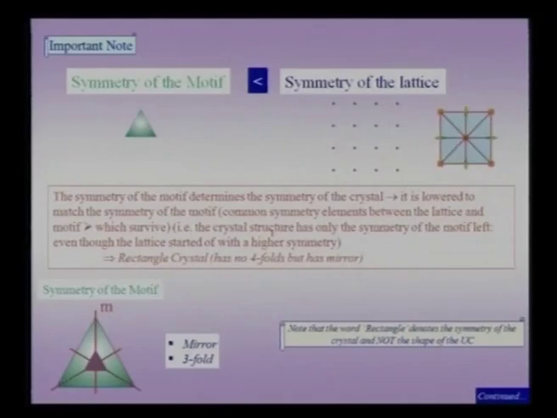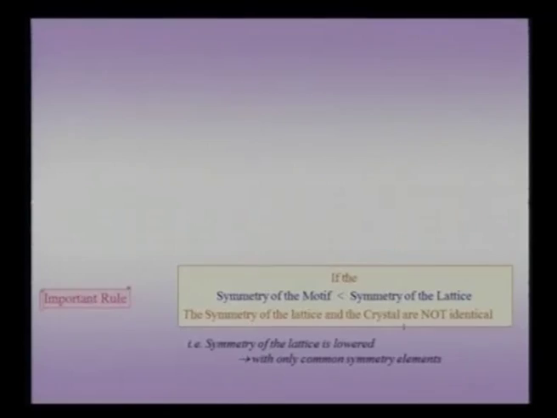So this is an important example, and you should bear it in mind and try to correlate it with the properties of the crystal whenever you are dealing with the property aspects. And now again, to re-emphasize, the word rectangle in the context of the crystal denotes the symmetry of the crystal and not the shape of the unit cell.